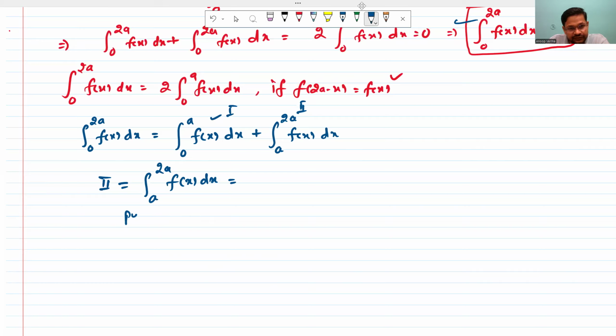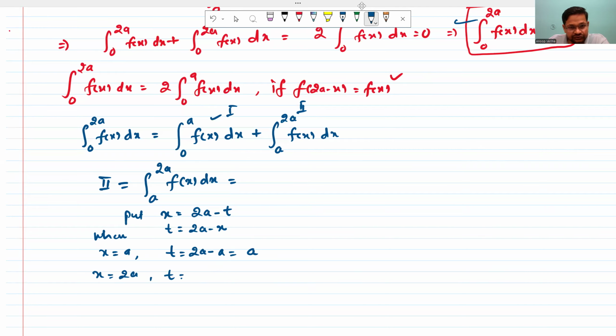So put x is equal to 2a minus t. Okay, so here you can just have t is equal to 2a minus x easily. So when x is equal to a, then t is equal to 2a minus a, and that will be equal to a. And when x is equal to 2a, then t is equal to 0, since 2a minus 2a is 0.